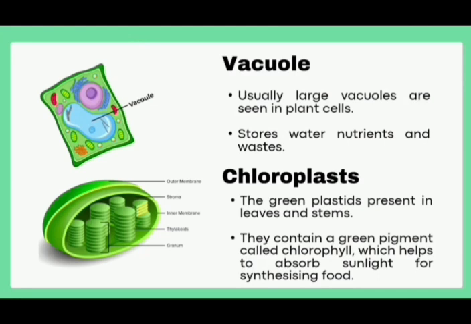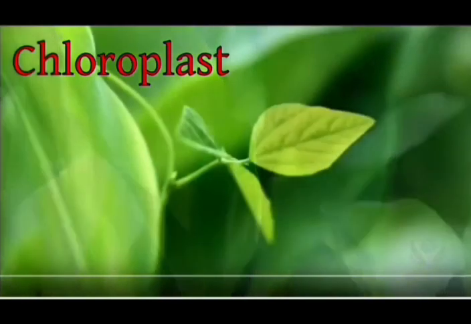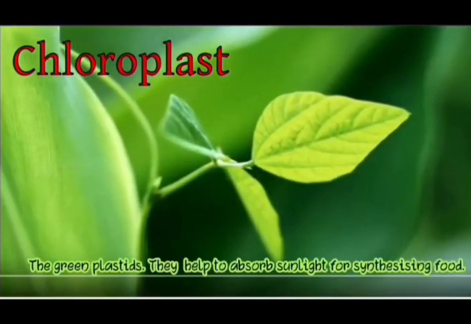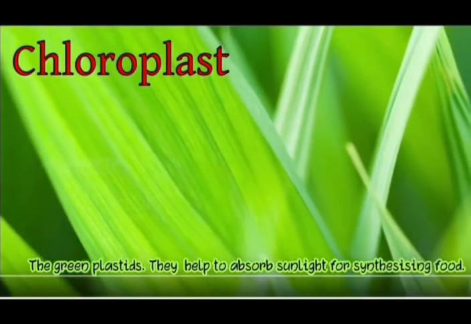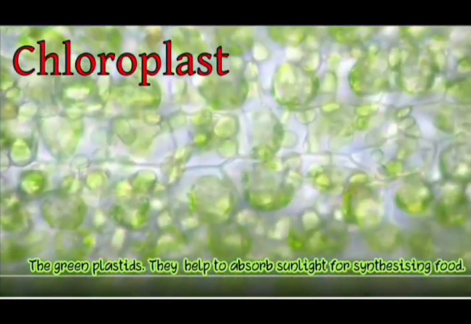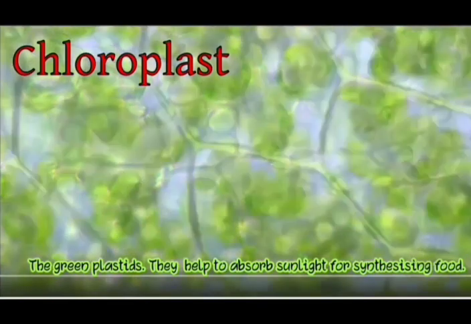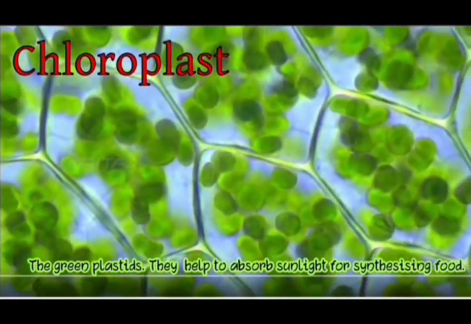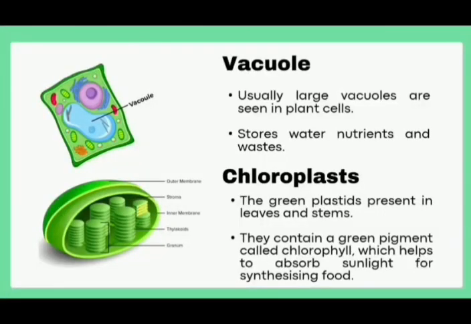Plant cells contain unique green structures called chloroplasts. These chloroplasts contain a pigment called chlorophyll, which captures sunlight and helps the plant make its own food through photosynthesis. Chloroplasts are like solar panels that convert sunlight into usable energy for the plant.